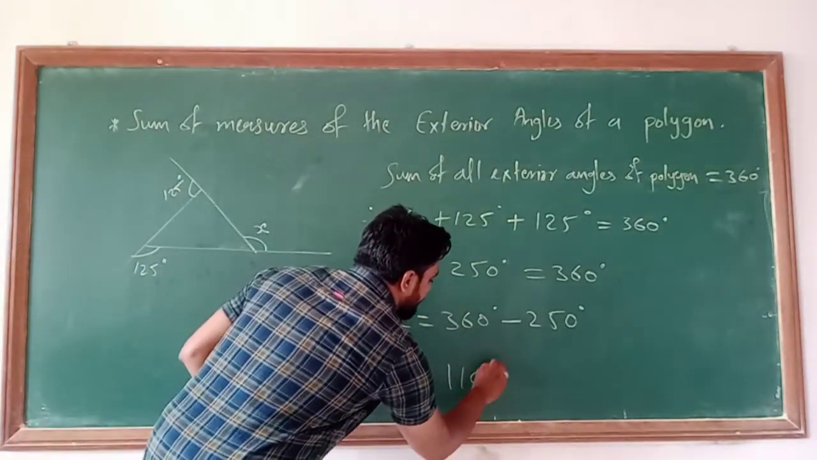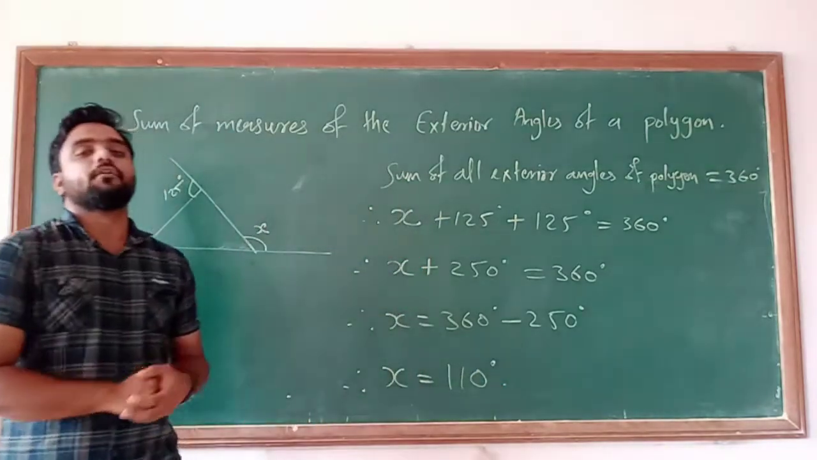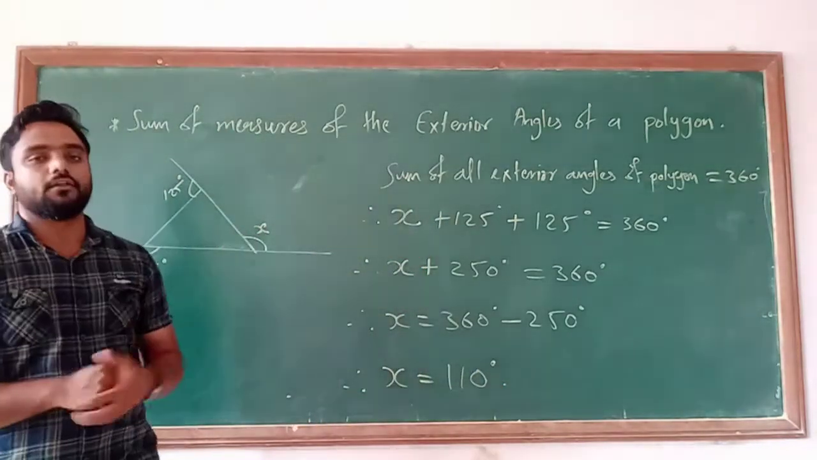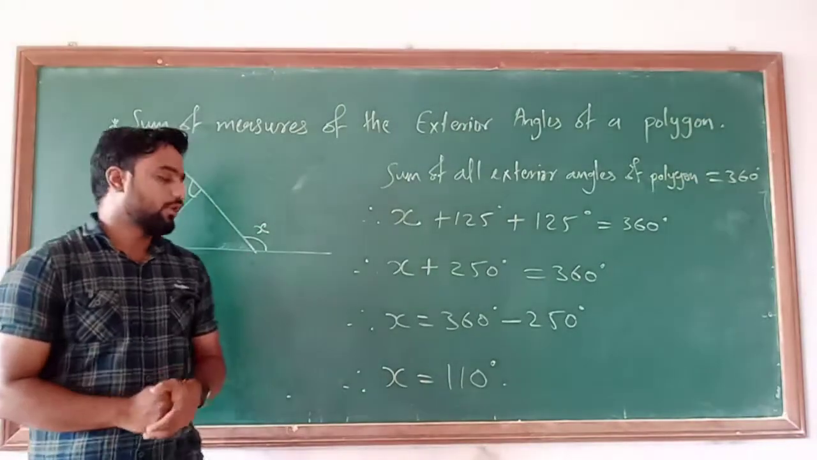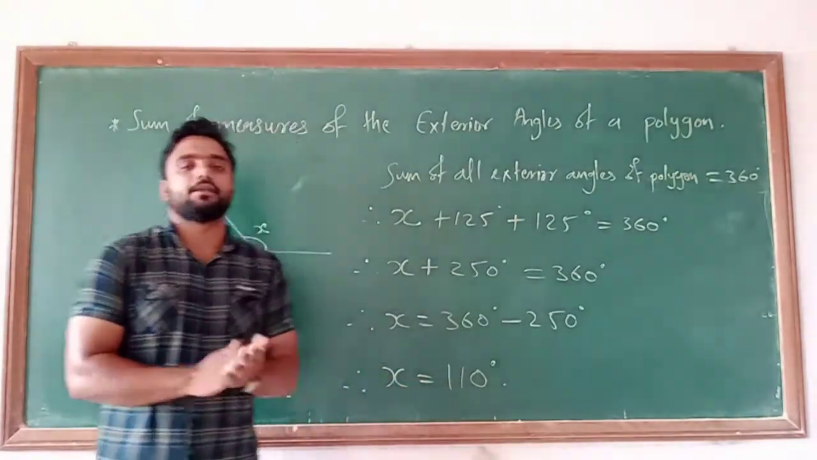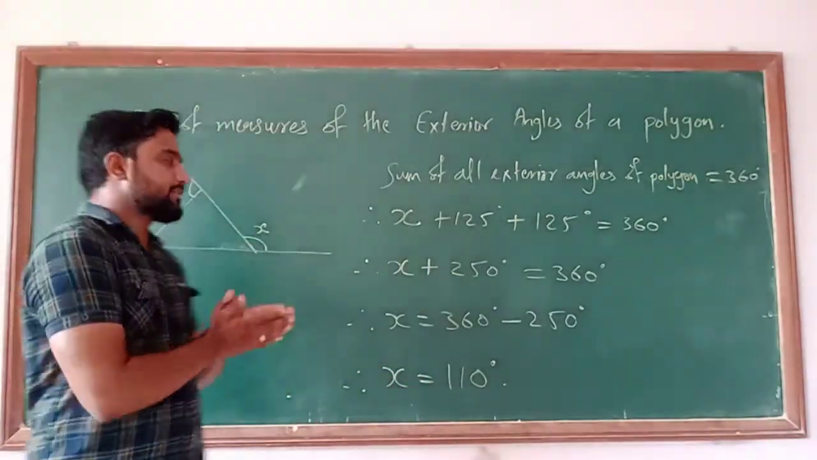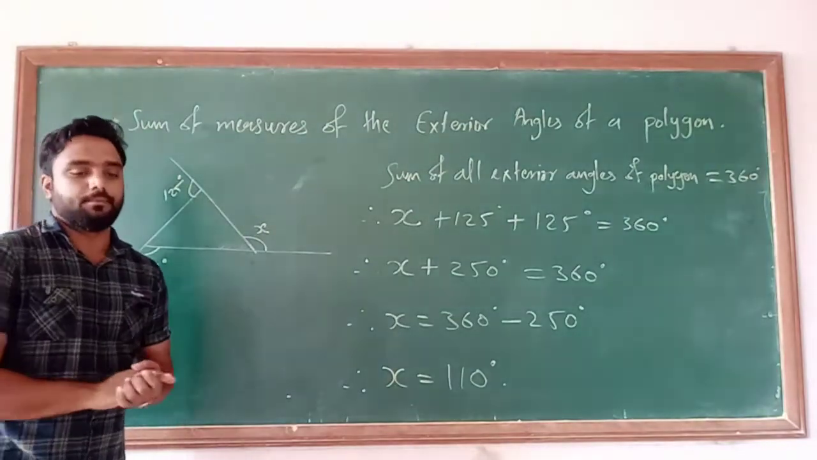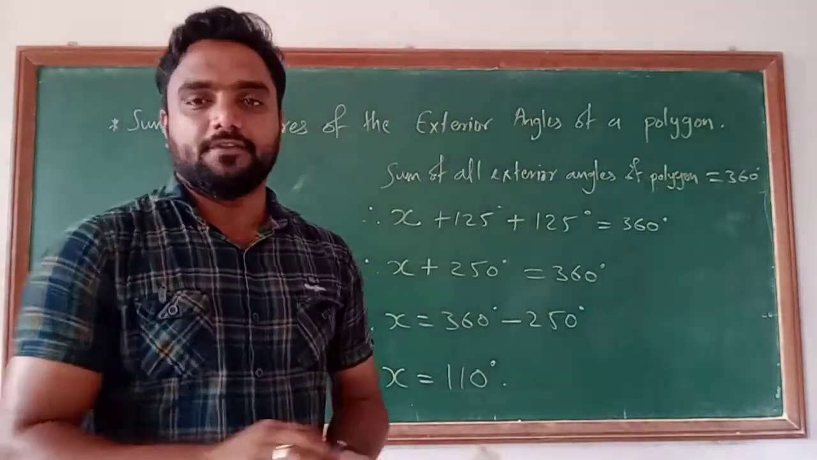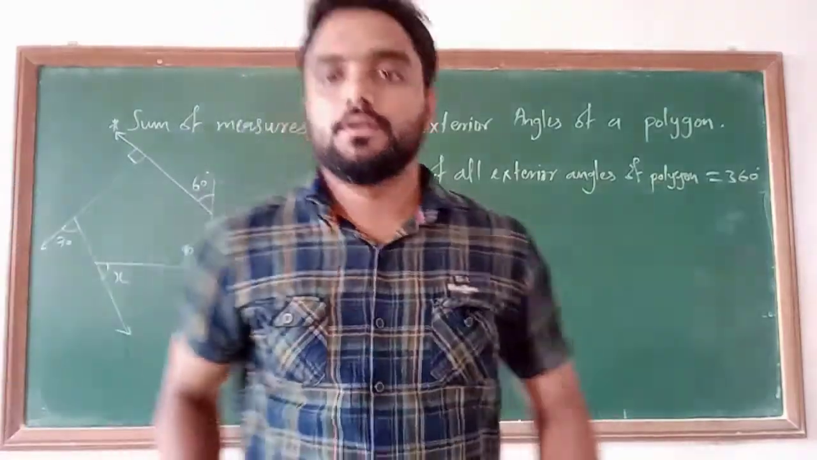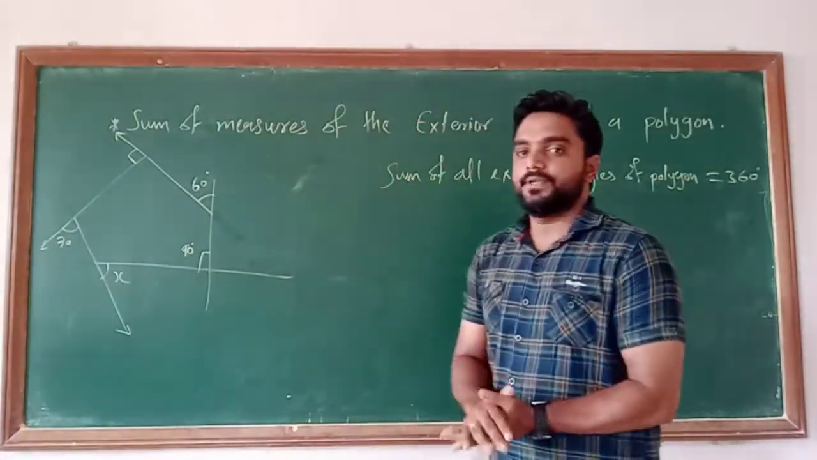Okay, so 360 minus 250, that is equal to how much? 110 degree. So the value of the exterior angle of this triangle, that is equal to how much? 110 degree. Okay, so this is the solution of the first figure of exercise 3.2. Now proceeding to the second figure. Yes, now the second figure given to you is in this way.